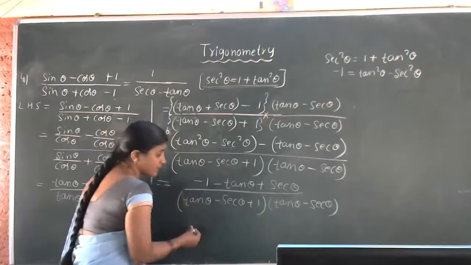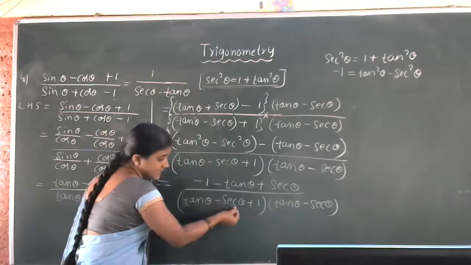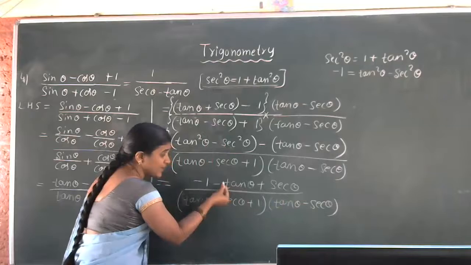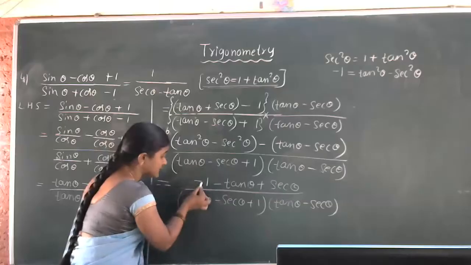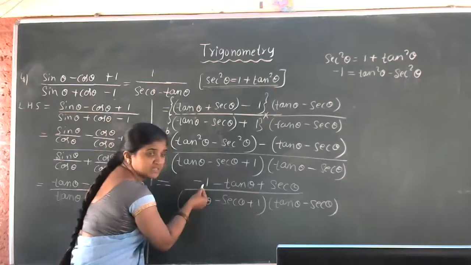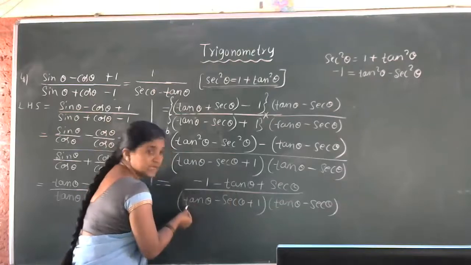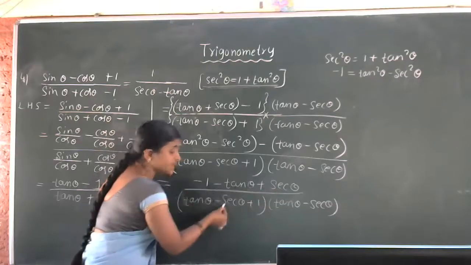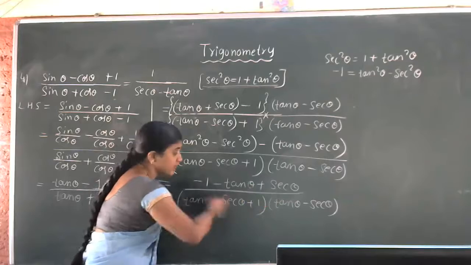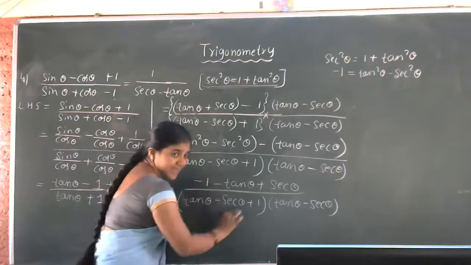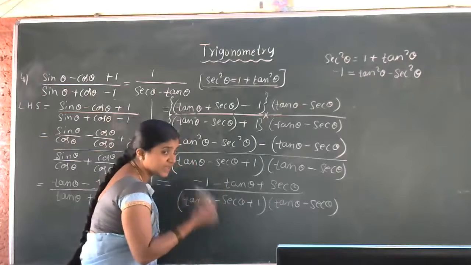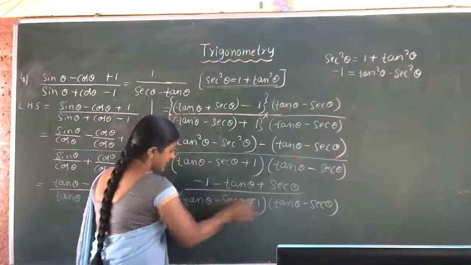So what we are observing is tan theta, secant theta, 1 in the numerator also, but exactly with the opposite sign. Here plus 1 is there, here minus 1 is there. Minus tan theta here, plus tan theta there. Plus secant theta here, minus secant theta there. So we cannot cancel this, right? If they have the same sign, we can cancel. So we can convert this like this only.